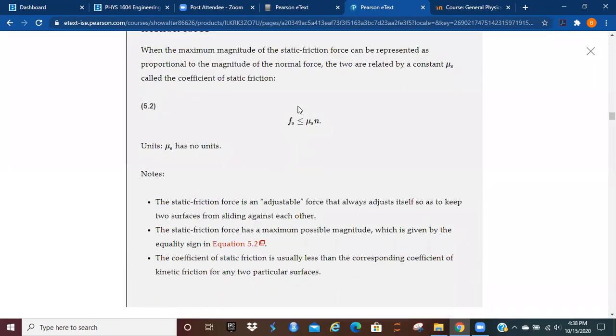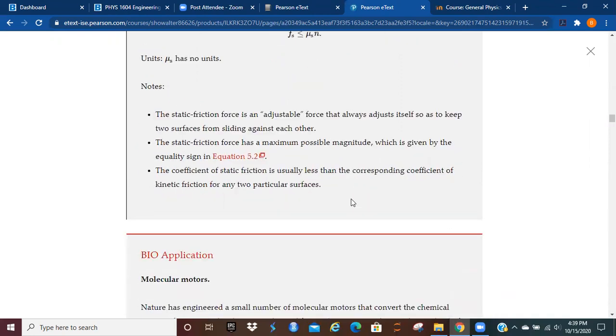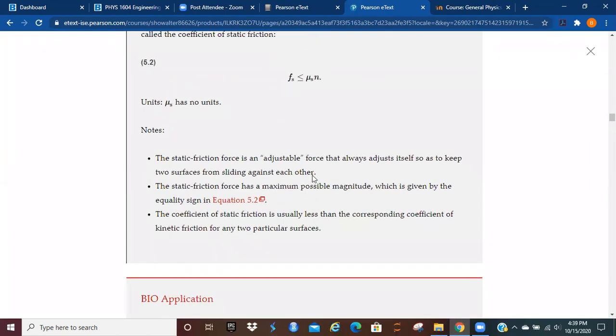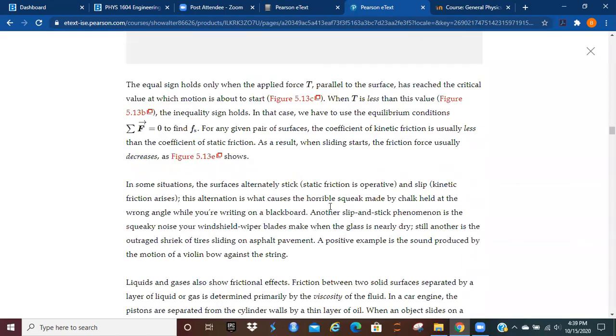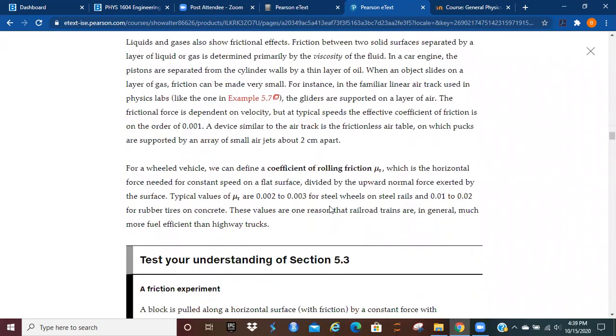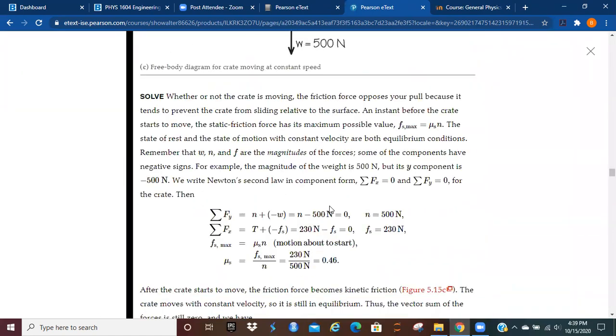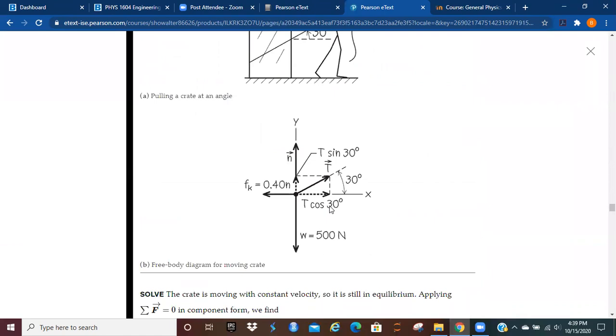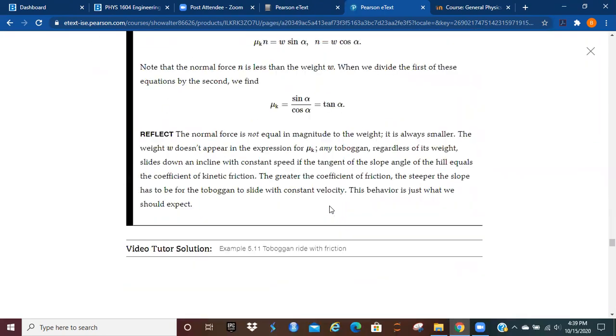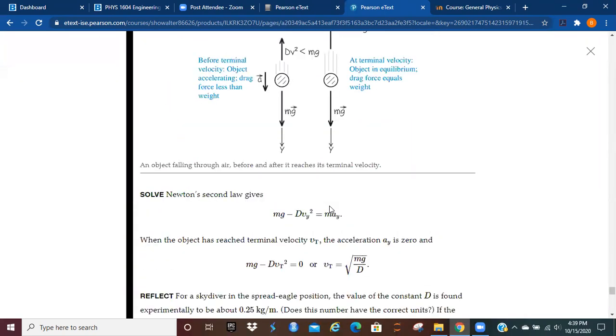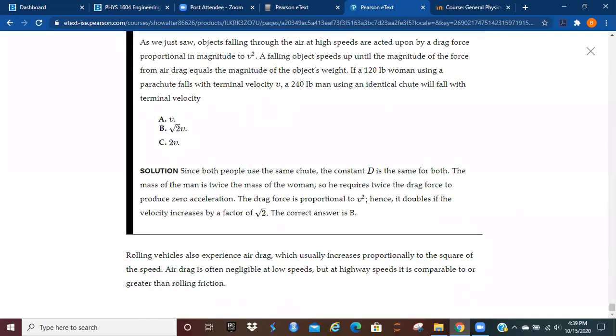And again, your static friction is going to be less than or equal to the coefficient of static friction times the normal force. And this, of course, has no units. It's just a coefficient that tries to correlate the normal force and the static friction force. So again, you've got some more examples down here. I would encourage you to go through those so you can get a better feel for what's going on. And we will move on to section 5.4.